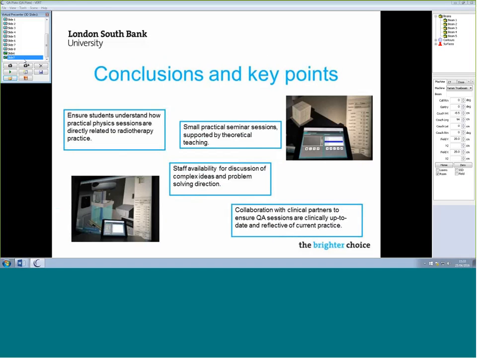So having a look at some of the conclusions and the key points, we've now run VERT physics for 2 consecutive years, and our data from 2014-15 showed a really big improvement in our pass rates. This certainly continued for our BSc students, and I'm hoping that it will also continue in our PG DIP students as they've got their assessments coming up.